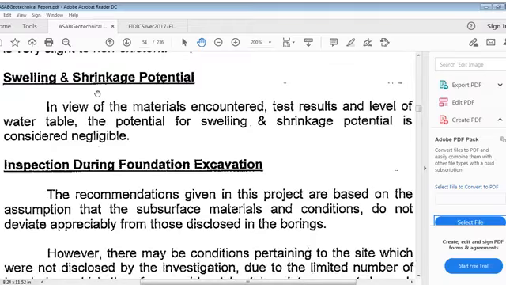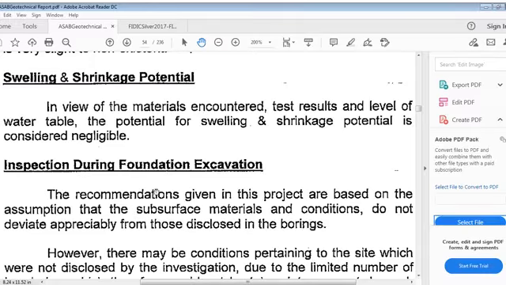Swelling and shrinking potential. In view of the materials encountered, test results and the level of the water table, the potential for swelling and shrinkage is considered negligible.